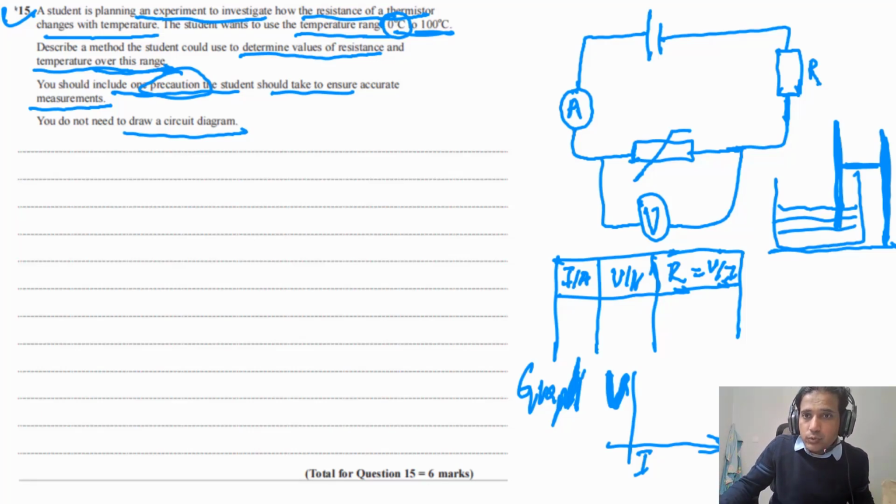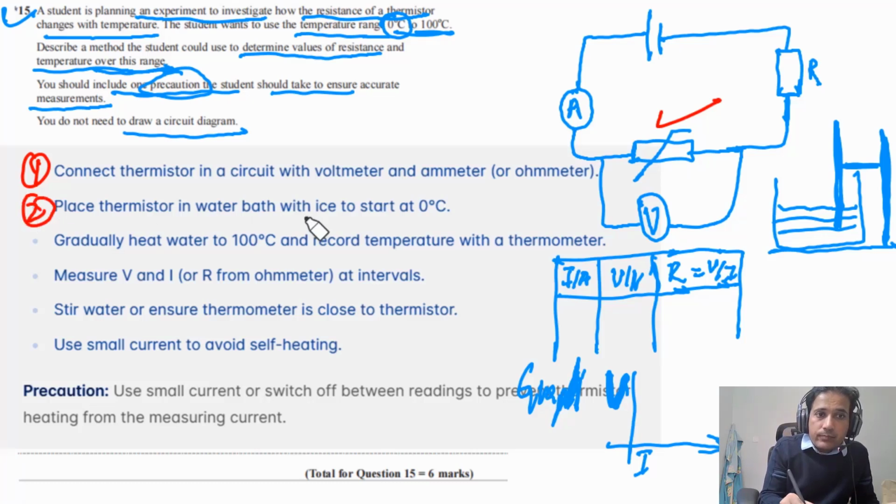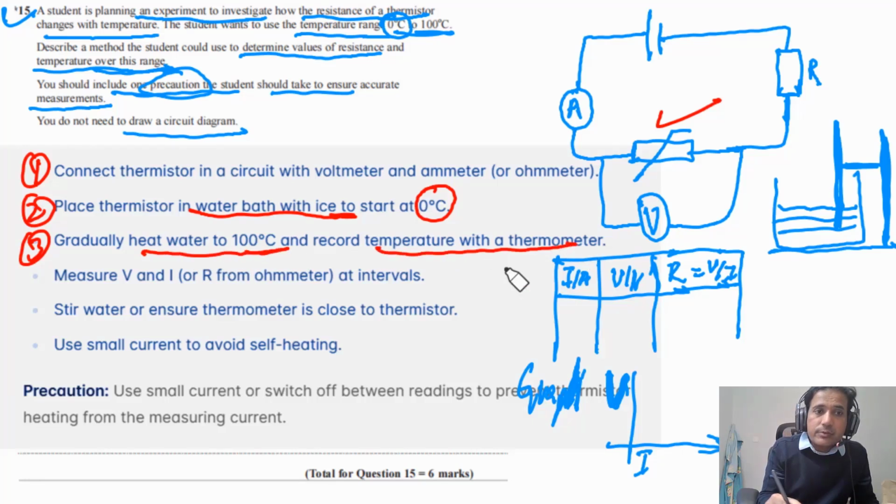And now let me show you the answer, how you need to write down answer for 6 marks. So these are the points I have written, so you can go through these points. So first of all, the first point, we have to connect thermistor in a circuit as we have done here. The second point, we have to place this one in the mixture of ice and water at 0 degrees Celsius, the second mark. And the third mark, we have to heat water to 100 degrees Celsius and record temperature with a thermometer. Fourth, measure V and I at different intervals.